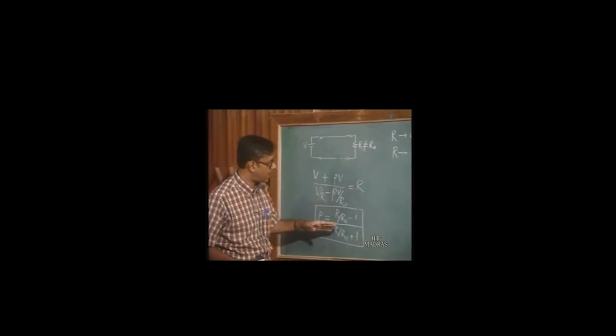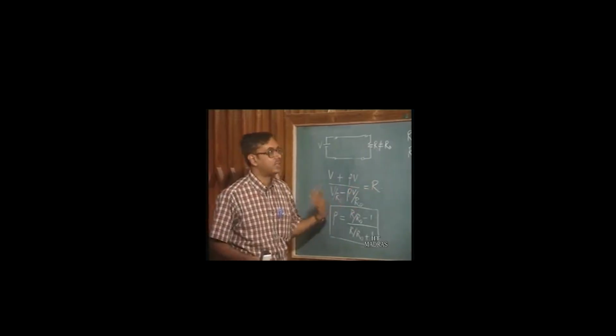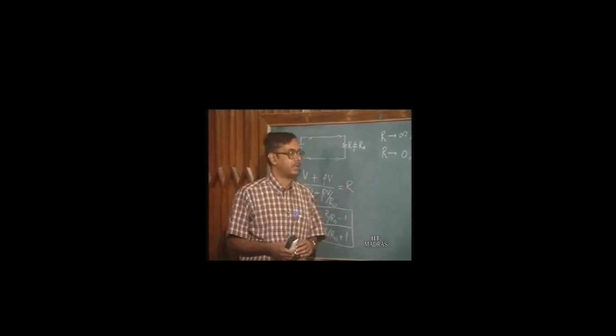So, knowing the values of R and R naught, we can calculate rho, the reflection coefficient, and from that we can analyze the effect of the transmission line on the signal. So, that is what we shall take up next.